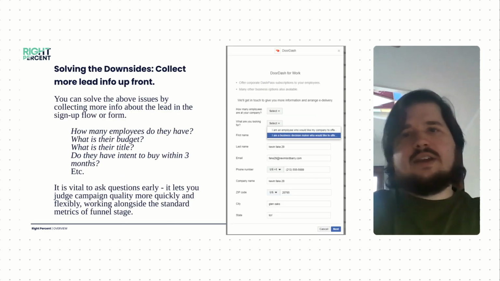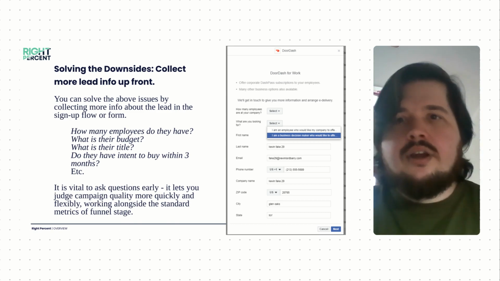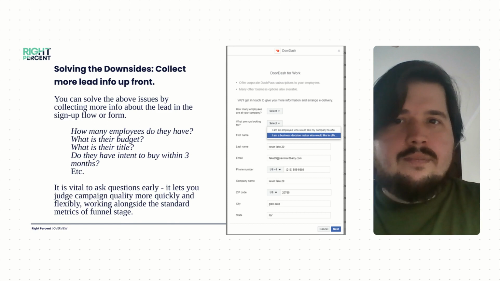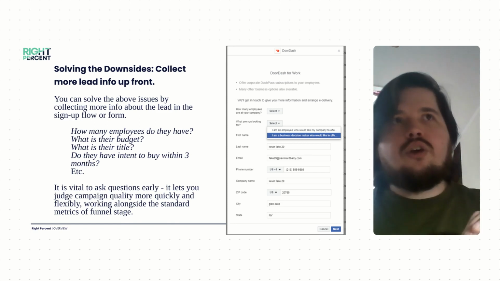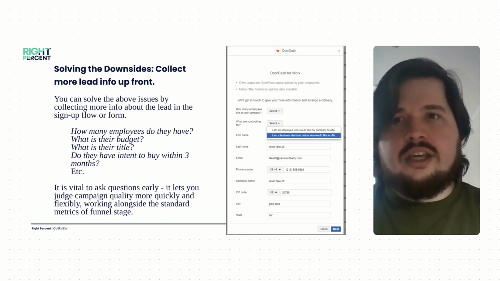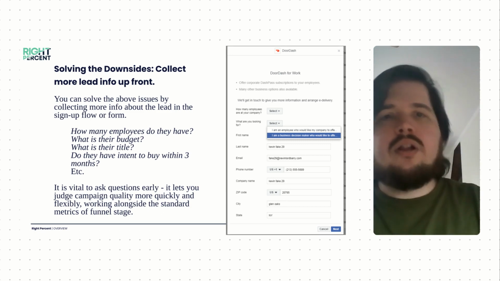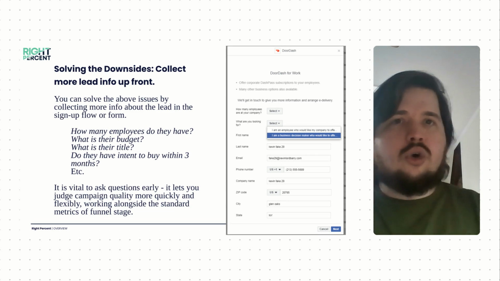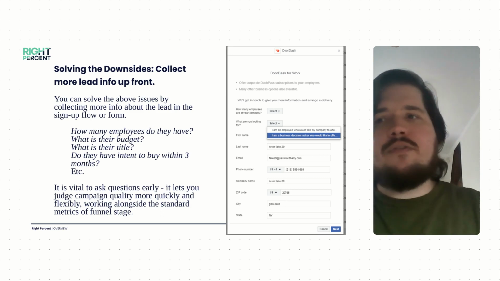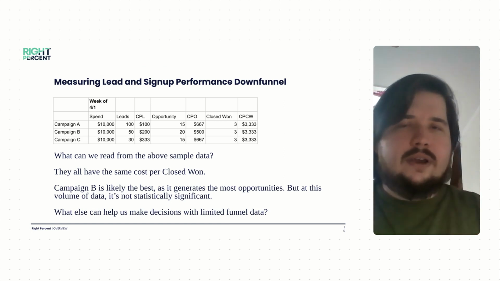So the way to solve that is something I touched on in the other form section on conversion events. You need to collect more information up front on things that correlate to lead quality, that are leading indicators of future revenue. So how many employees do they have? What's their budget? What's their title? This is all stuff you can collect and incorporate into your pipeline to give you another layer in between lead and op: qualified lead.